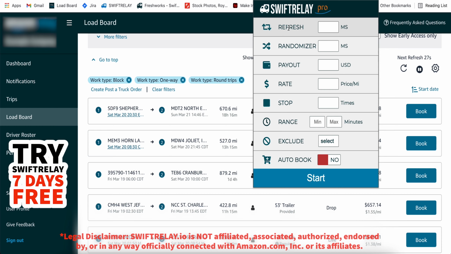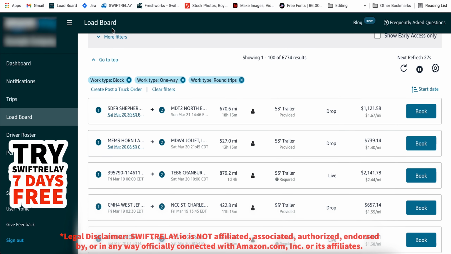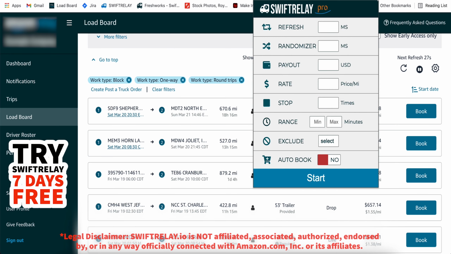So first of all, what are the refresh and the randomizer features? The refresh is the number of times you want your load board to be refreshed at a certain period of time. So for example, if I wanted to have my load board refreshed once per second, in SwiftRelay, it is indicated in milliseconds. There are 1000 milliseconds in 1 second, so I'd put 1000 milliseconds here.